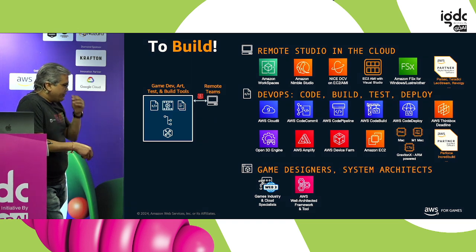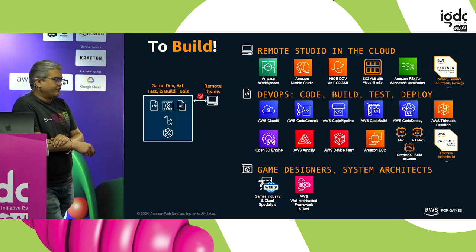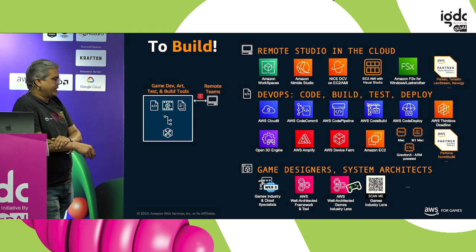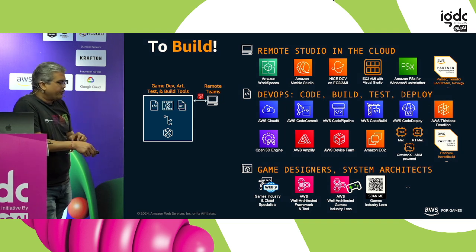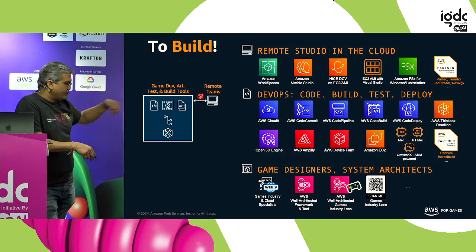We also have a well-architected framework. If you're aware of AWS and if you've seen the well-architected framework, we have a games industry lens on top of the well-architected framework as well. That is the QR code for that in case you are interested. And right now we are actually writing the second version of that. I am part of the team who has written one of the pillars for the games industry lens as well.